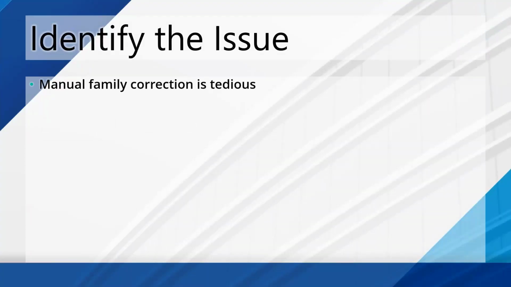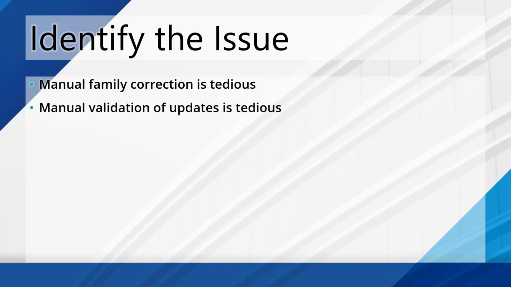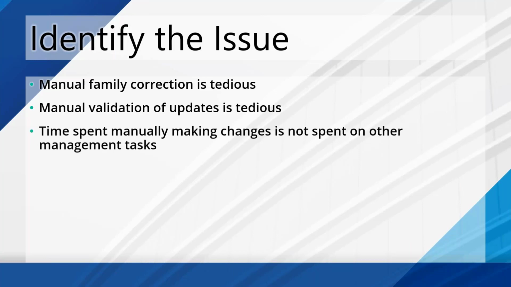What is the real issue? Manual family correction, the .rfa file manual correction, is incredibly tedious. It takes a lot of time. After you've corrected it, you have to manually validate those updates. That can be tedious as well. It takes a lot of time. And again, both of these are error prone.